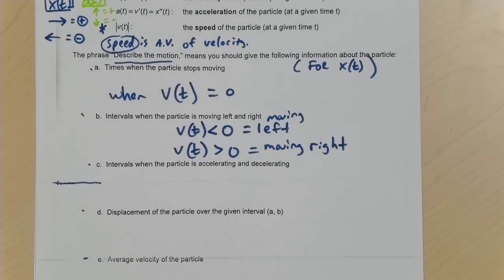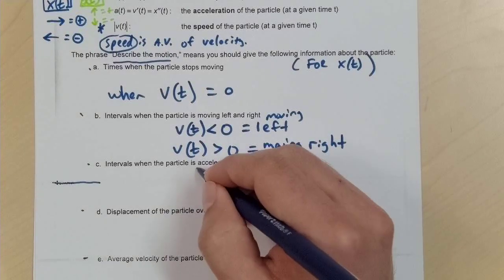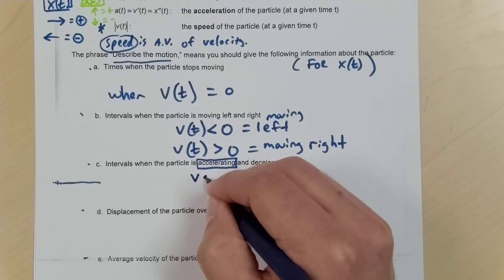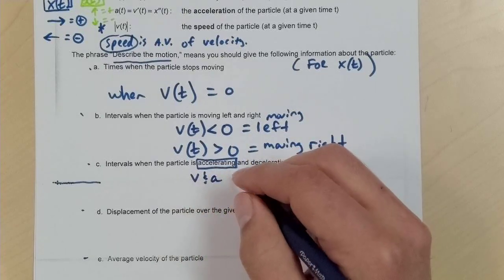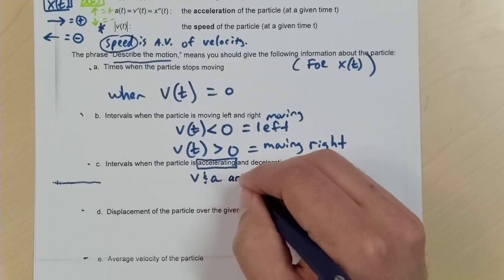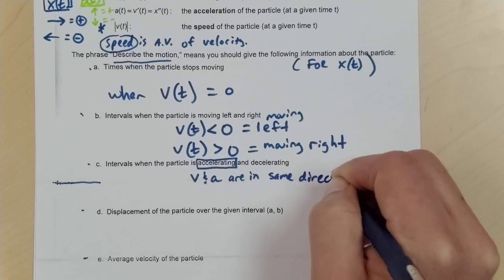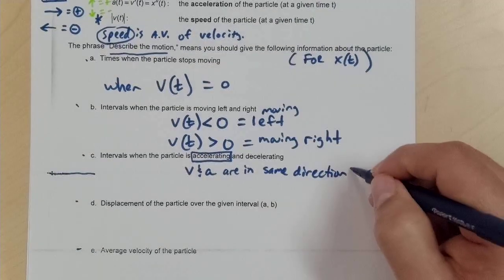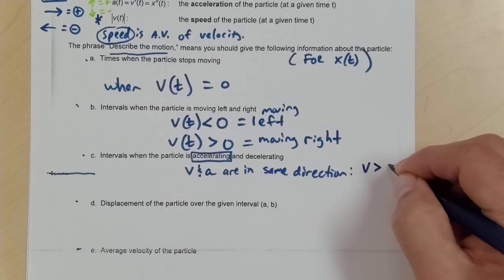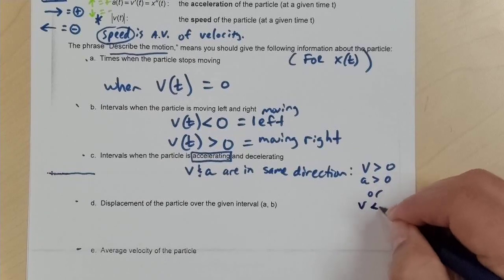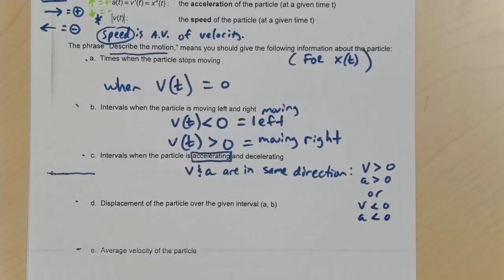Again, I'm trying not to get into too much of the physics or talk about vectors here, but basically what you need to know is that in order for things to be accelerating or speeding up, velocity and acceleration are in the same direction. In other words, the velocity is greater than 0 and acceleration is greater than 0, or the other scenario is we're moving left and we're accelerating left.